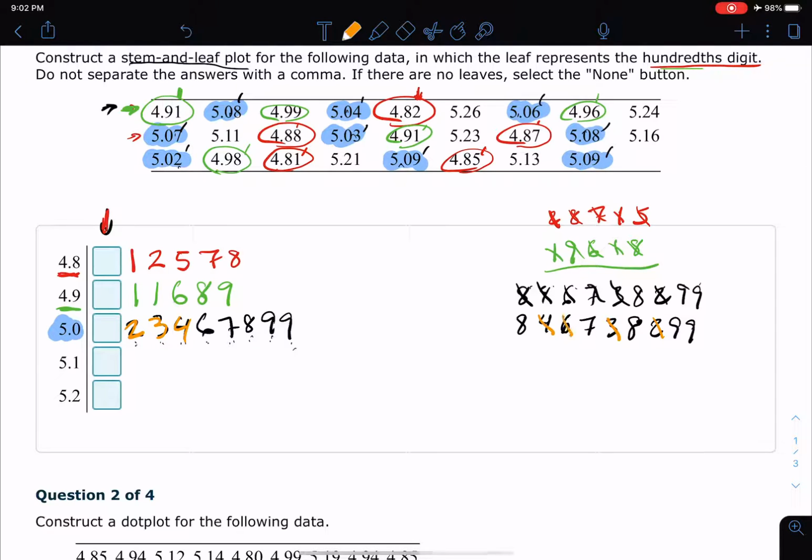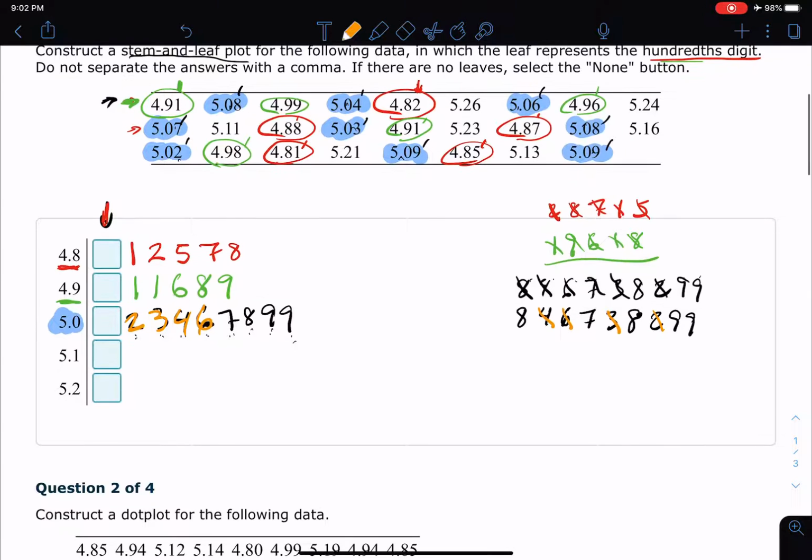Got a 6. Oh, I see it now. There's a 7. Yeah, I see it. There are 2 8s. That's what I messed up on. So let me go back here. We have 2 8s. We have an 8 here, so you can see how easy this is to mess up. And then we also have 2 9s.